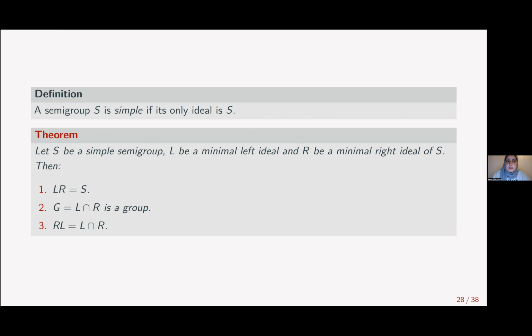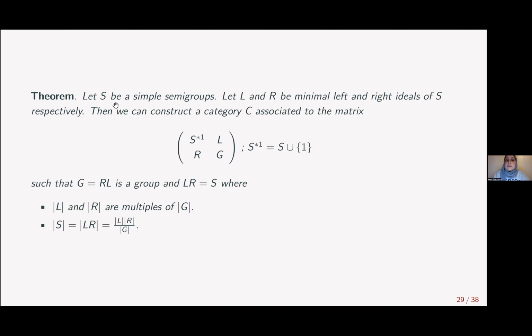So a theorem: if I have a simple semigroup and I have L and R minimal left and right ideals of S, then I can construct a category C associated to this matrix, S^1, L, R, and G, where S^1 is S union an identity. We actually add formally an identity to S because S is a semigroup, and as we said before, semigroups do not have neutral elements. So we need an identity in order to become a category. So we just add formally an identity.